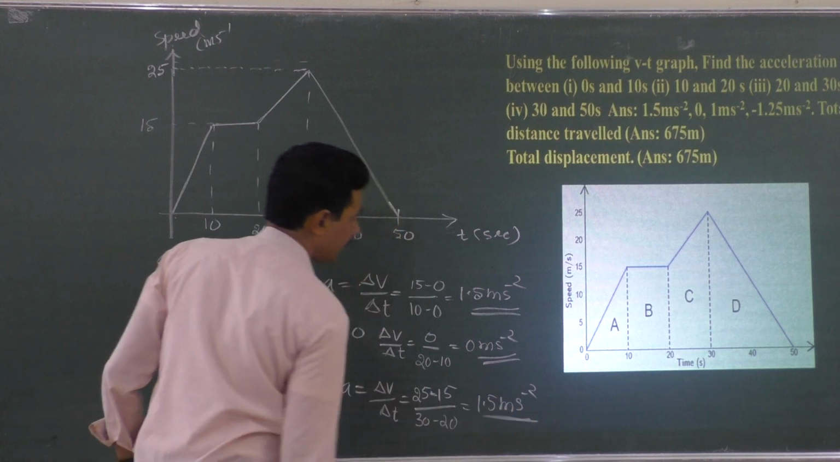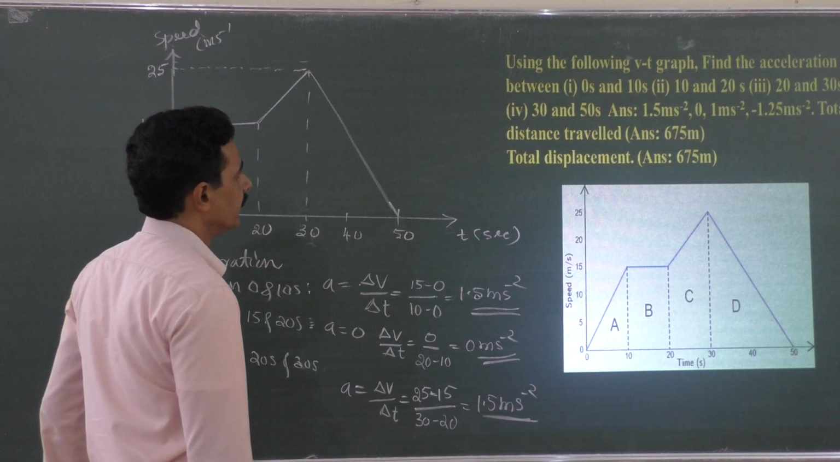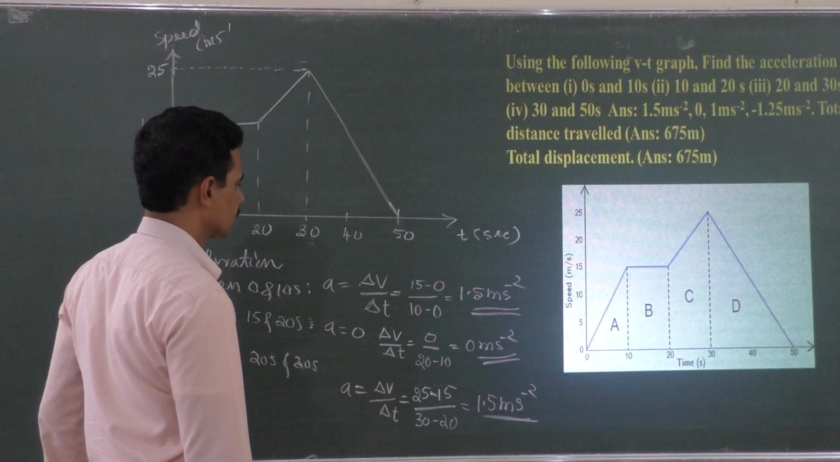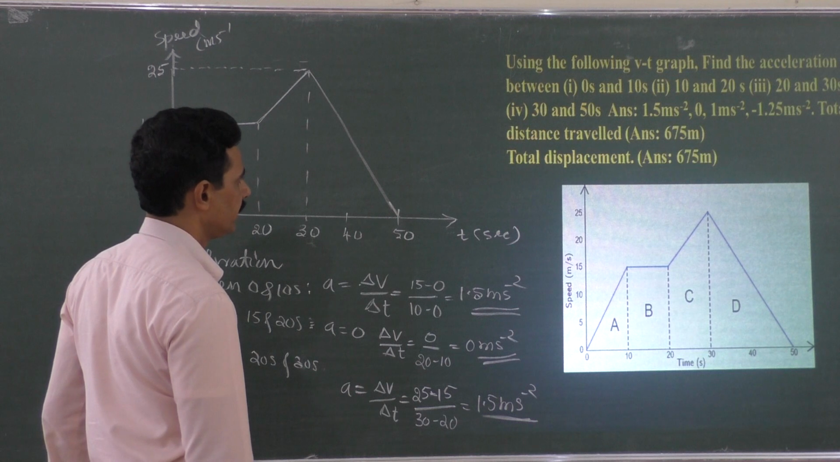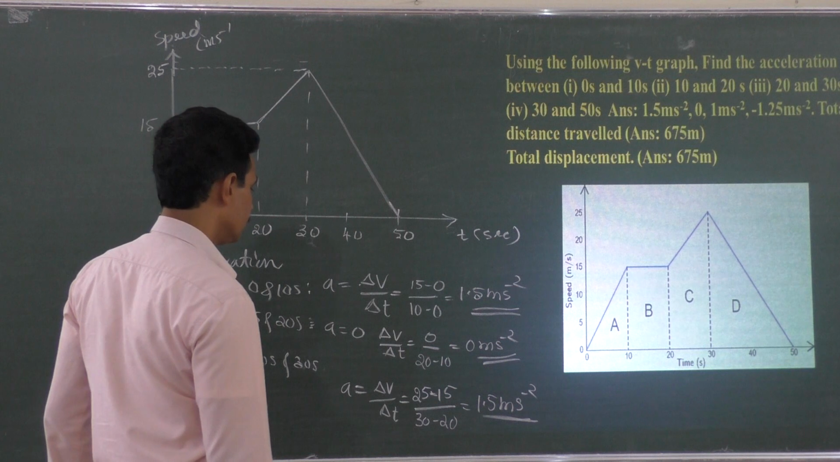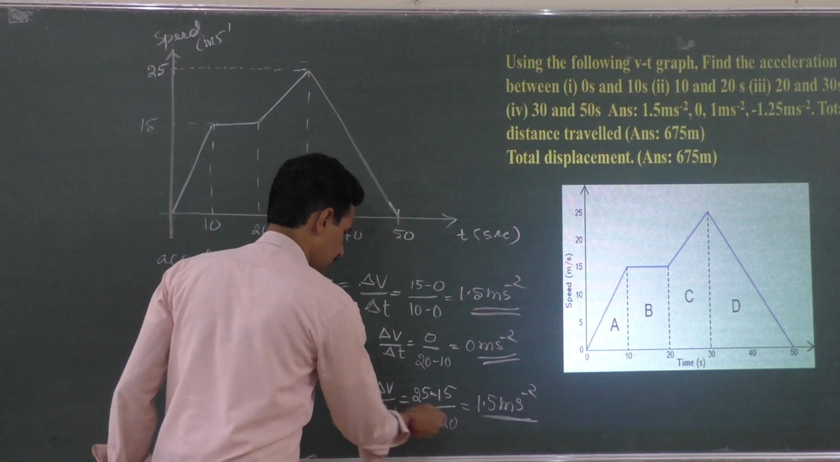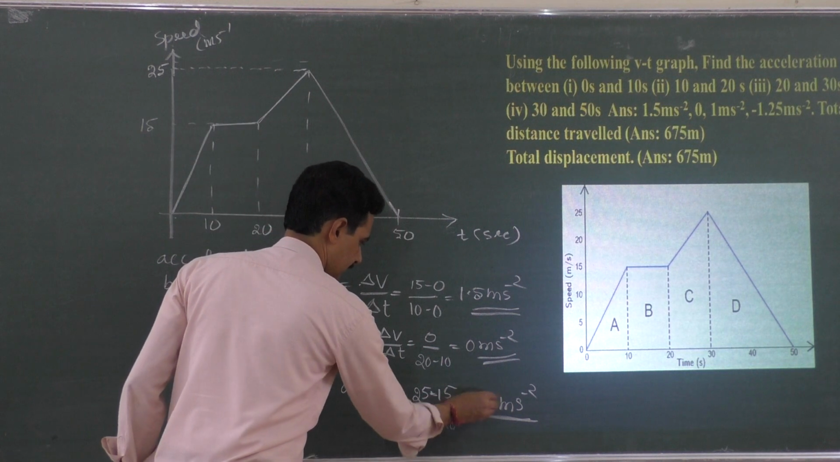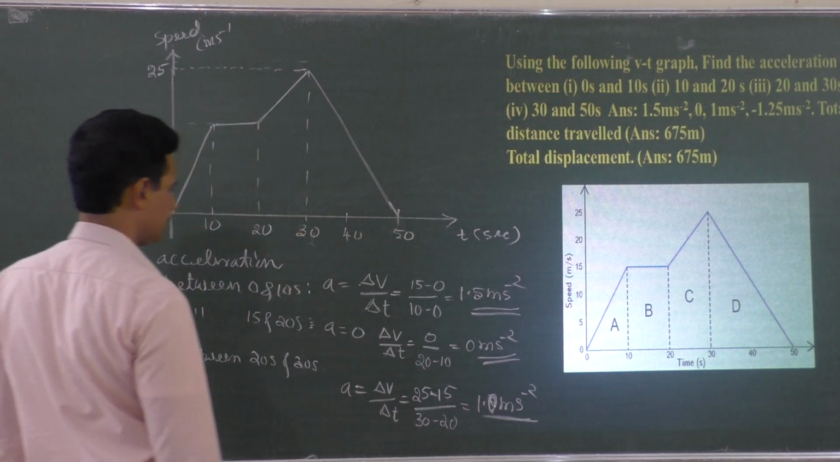You have the answers, right? Yeah, 1.5 meter per second square, 0 meter per second square, 1 meter per second square. Yeah, 30 minus 20, 25 minus 15, 10. Yes, 1 meter per second square.